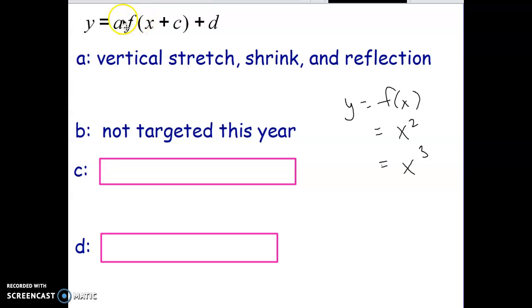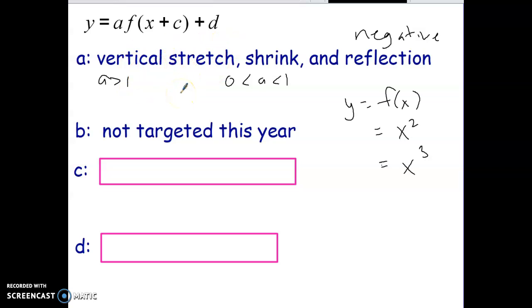So A is a multiplier. It's here in front of the f, and you remember our multipliers are stretches and shrinks, and they might be reflections. So if our A value is greater than 1, then we have a vertical stretch. If our A value is in between 0 and 1, then we have a vertical shrink. And if our A value is negative, then we have a reflection. So if A, for example, is -7, the negative part is going to be a reflection, and the 7 part is greater than 1, so that's going to be a vertical stretch.